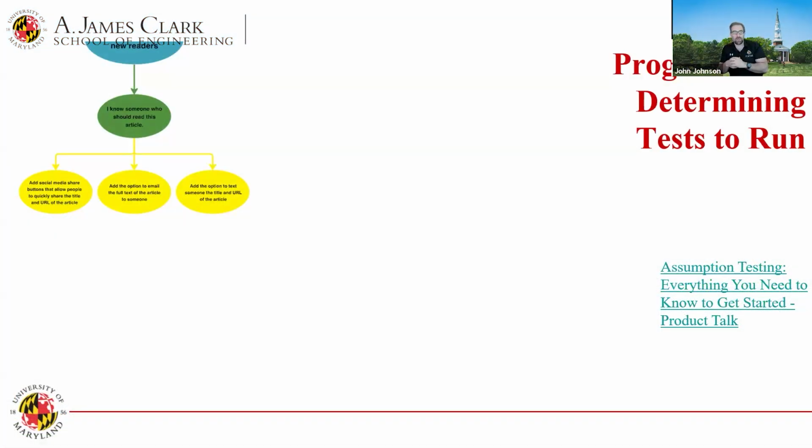It's an example where we have a blog that wants to increase the number of readers, and the way they're going to do that is they want to explore the opportunity where someone knows someone who should read this article, and they have a couple of solutions. They could add a social media share button, add an option to email the full text, and add the option to text someone the title.